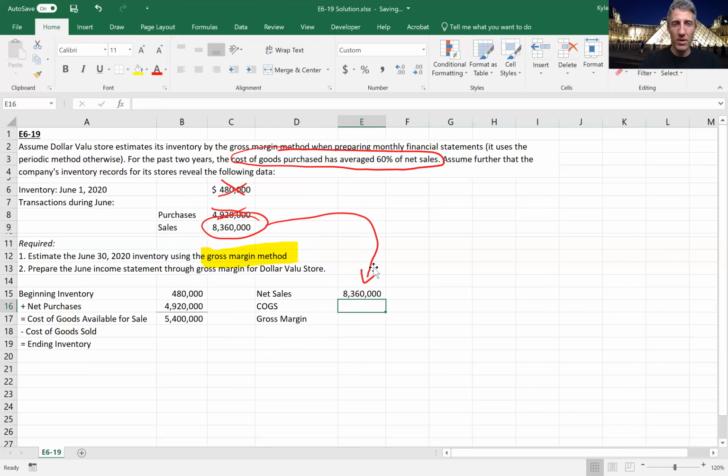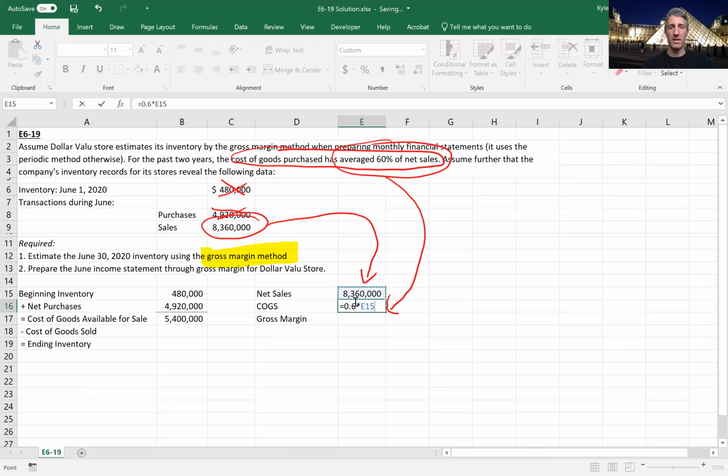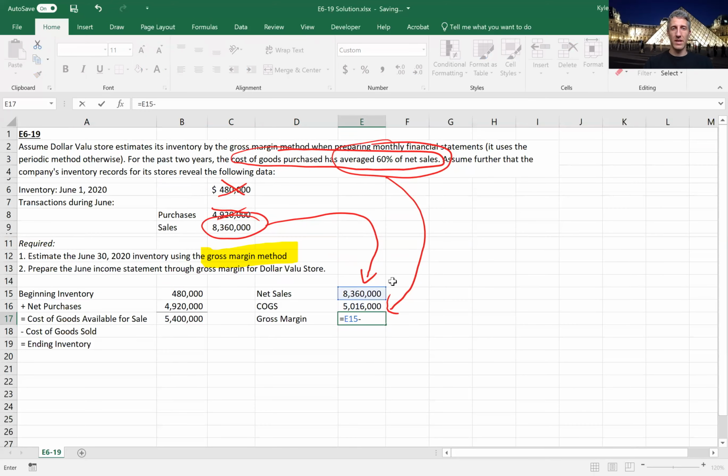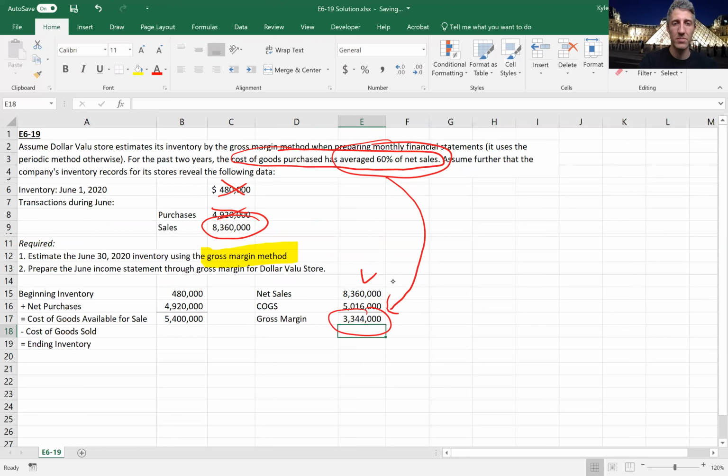Then it tells us in the question, the cost of goods purchased has averaged 60% of net sales. So in this formula here, I'm going to type 60% multiplied by net sales. When I deduct cost of goods sold from the net sales, I get gross margin of 3.34 million. This is getting a little bit messy and convoluted, so I'm just going to erase all my markup.